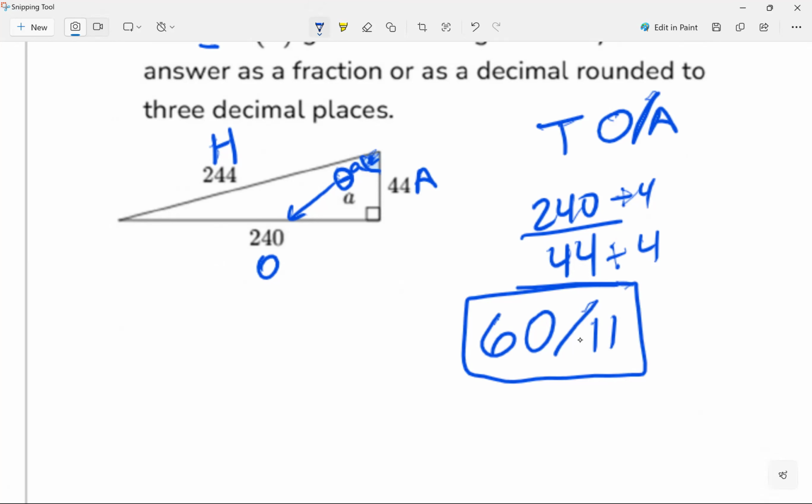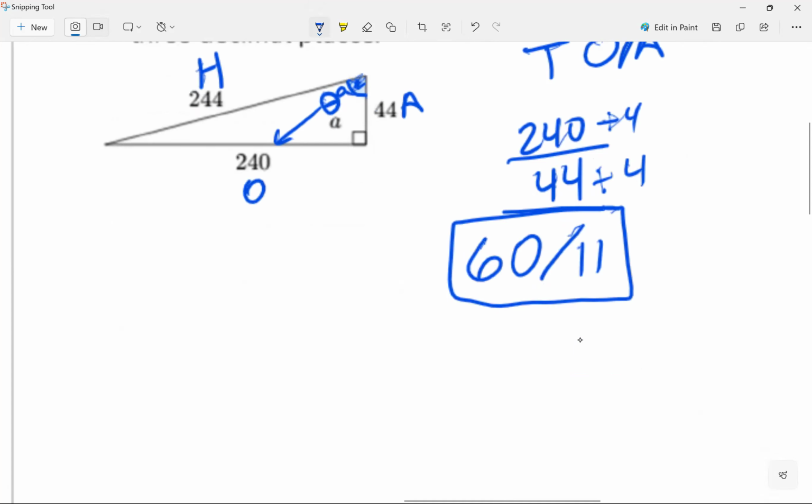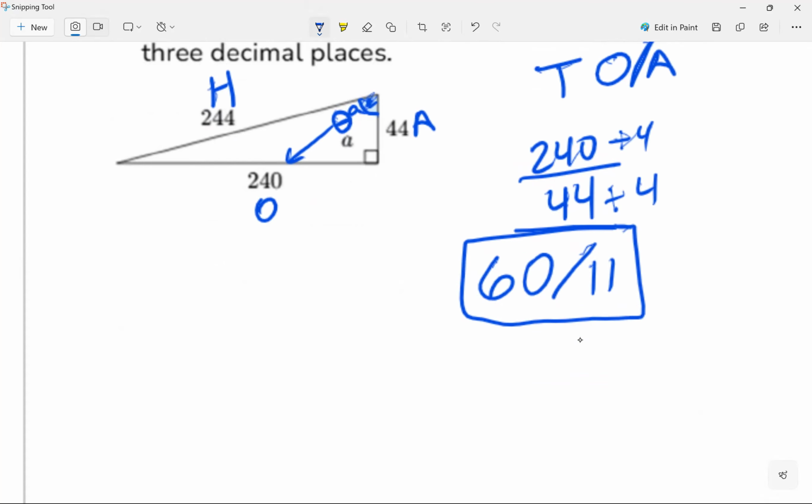Again, I'm not going to ask you to change it to a mixed number, so I don't need to hear it as 5 and 5/11s. I don't need to see it like that. Just 60 over 11.